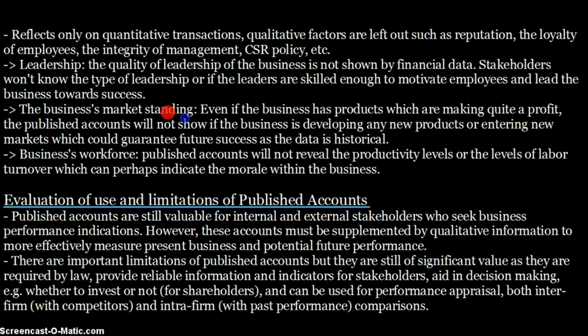The business's market standing is also one of the important factors. Even if the business has products which are making quite a profit, which will be shown in the published accounts, the published accounts will not show if the business is developing any new products or entering new markets, which could guarantee future success, as the data is historical. So since the data is historical, you don't know if this information is provided or not.